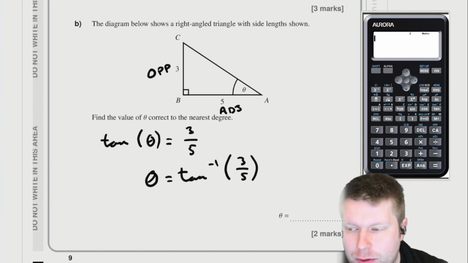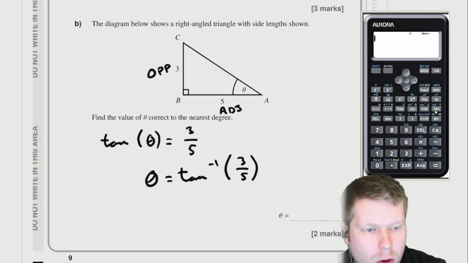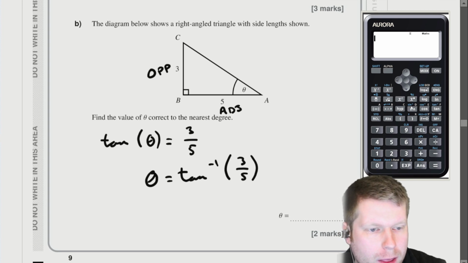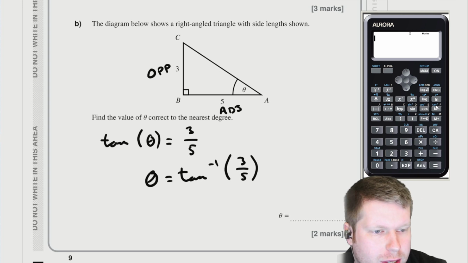We want the tan inverse function first of all. So if you come along here, you see sine, cos and tan are all next to each other. And then just above that, you've got sine to the minus 1, cos to the minus 1 and tan to the minus 1. So in this case, you want the tan minus 1, which you achieve by typing shift and then going tan, and that brings up the tan inverse, okay?